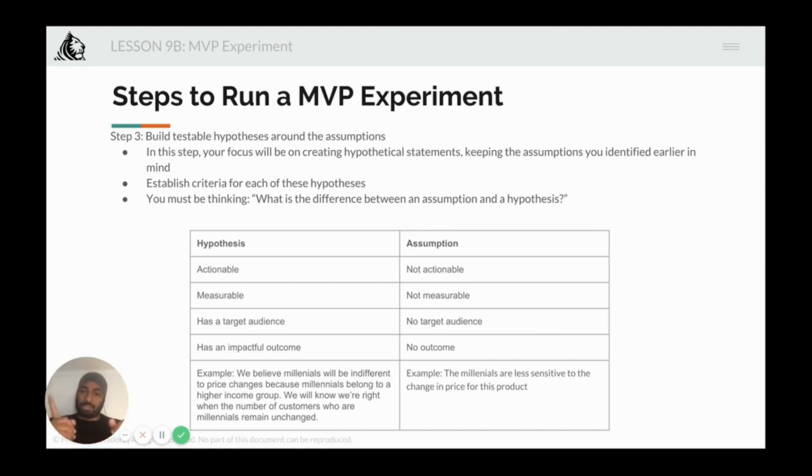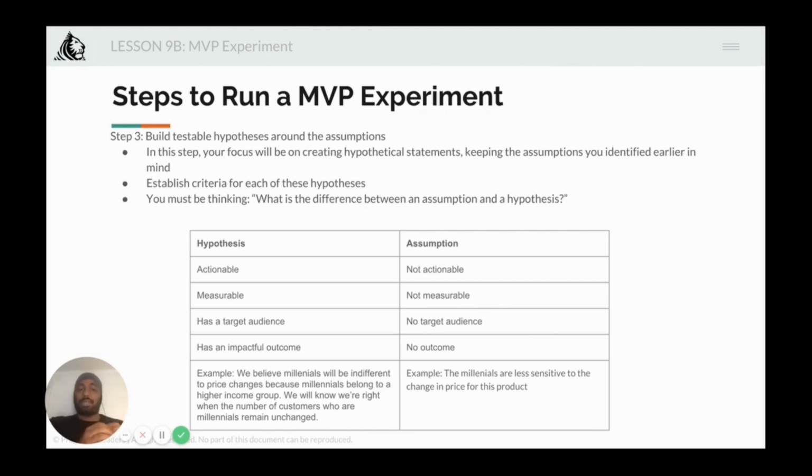Okay, let's have these things very clear. Assumptions are not actionable, they are not measurable, they do not have a target audience, they do not have an outcome. Okay, versus hypotheses are actionable, they are measurable, they have a target audience, has an impactful outcome, right? So, for example, in hypothesis, the example is, we believe millennials will be indifferent to price changes because millennials belong to a higher income group. We will know we are right when the number of customers who are millennials remain unchanged when we increase the price, for example, right?